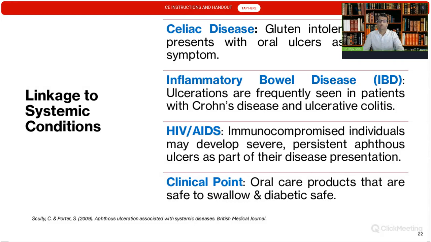And whenever your immunity gets compromised, in situations such as HIV and AIDS, you have higher chances of getting aphthous ulcers. So the clinical point here is to note that you should rely on oral care products that are safe, both in terms of the oral cavity and systemically if accidentally ingested, and they should also be safe from a diabetic point of view.